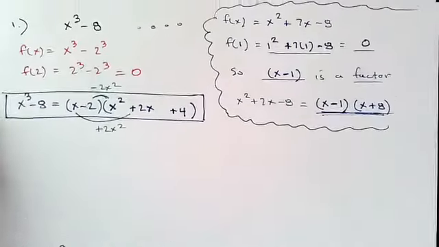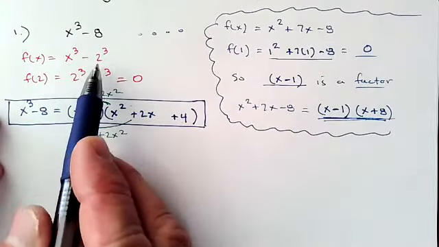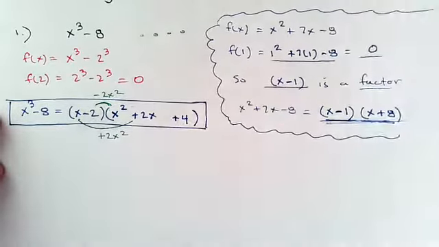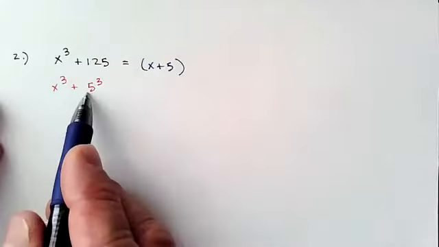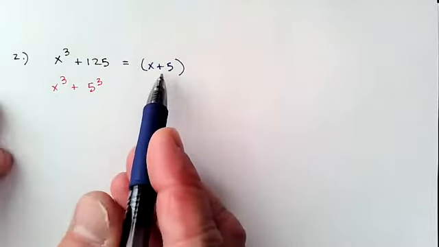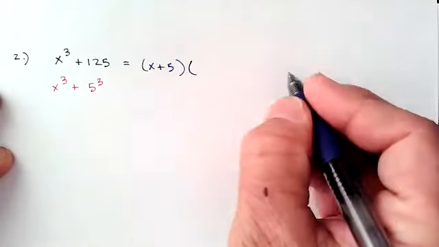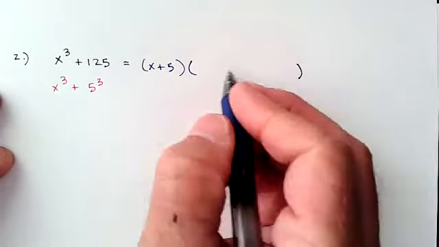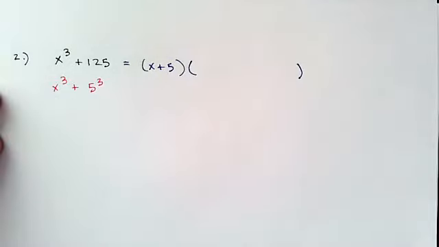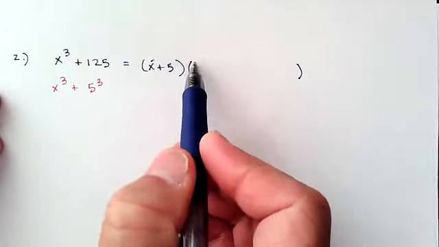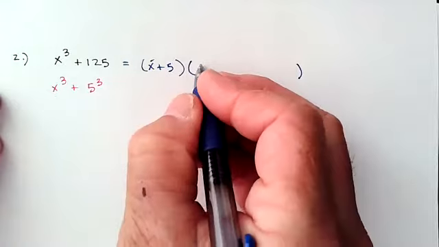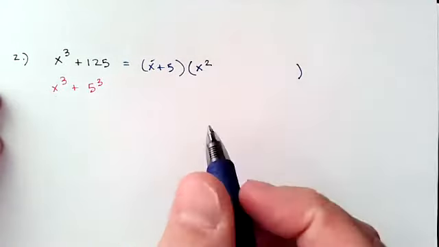And you might not even need to check. If it was x cubed minus 2 cubed, your first factor is x minus 2. When it's x cubed plus 5 cubed, it's x plus 5 as your first factor. Okay, and now we're going to try to figure out that last trinomial. x times what is going to give me x cubed? That's got to be an x squared.